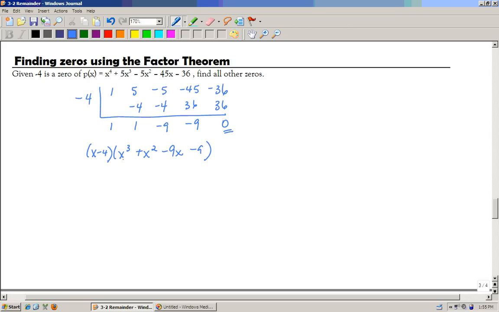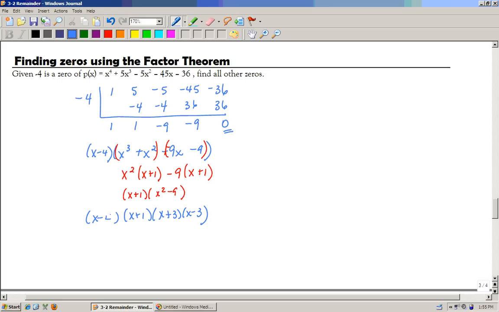Now, since it's down to a cubic and this is 4 terms, we can continue factoring using factor by grouping. In the first two terms, x squared is common to both, which would leave you x plus 1. In the second two terms, negative 9 is common, which leaves you the same factor of x plus 1. If you regroup these, x plus 1 is common to both of those, leaves you an x squared minus 9. If you continue factoring, you're going to have x plus 1, and then x squared minus 9 goes to x plus 3 times x minus 3. And we started with our original x plus 4.